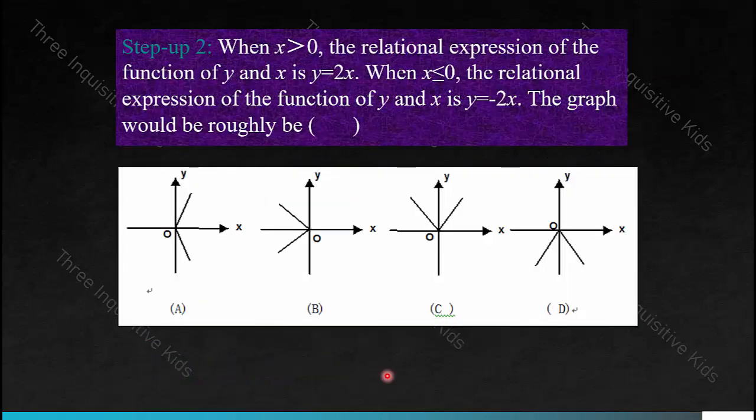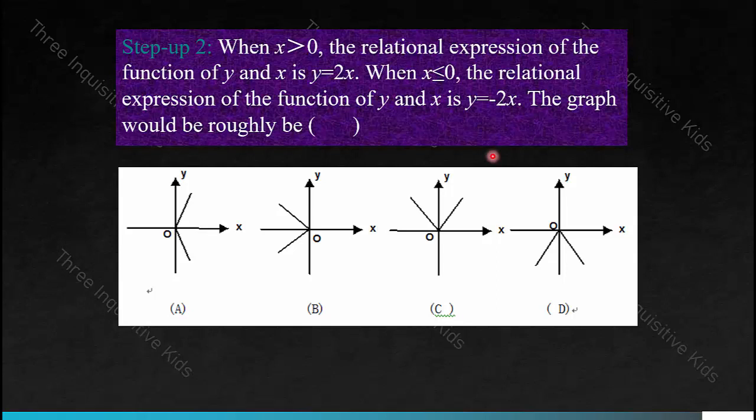Step up 2. When x is greater than 0, the relational expression of the function of y and x is y is equal to 2x. When x is less than or equal to 0, the relational expression of the function of y and x is y is equal to negative 2x. The graph would roughly look like what?